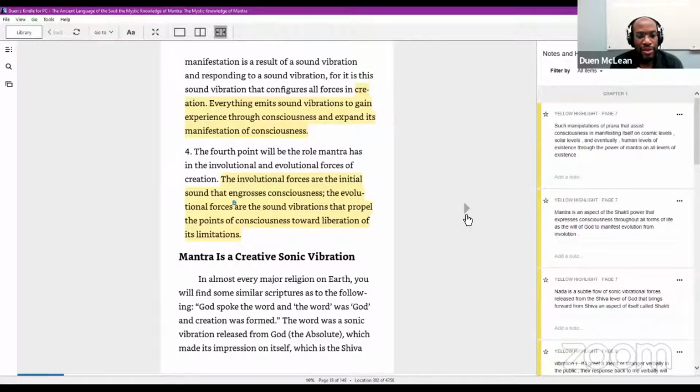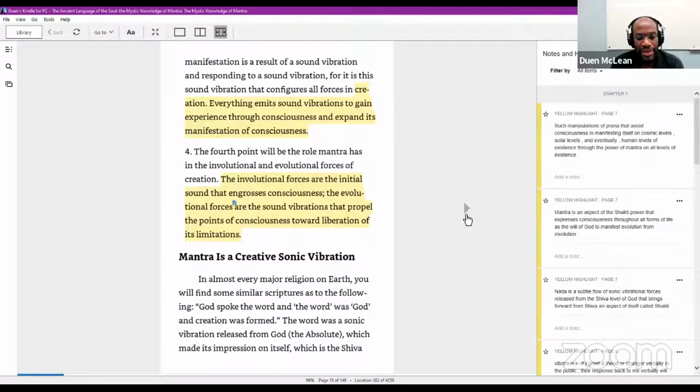The fourth point will be the role mantra has in the involutional and evolutional forces of creation. The involutional forces are the initial sound that engrosses consciousness. The evolutional forces are the sound vibrations that propel the point of consciousness towards liberation of its limitations.